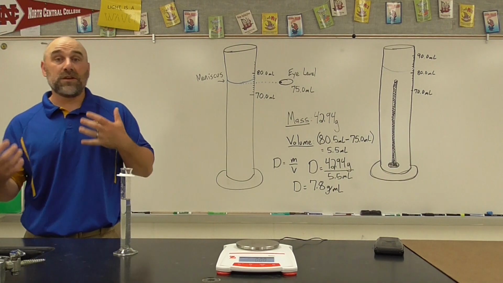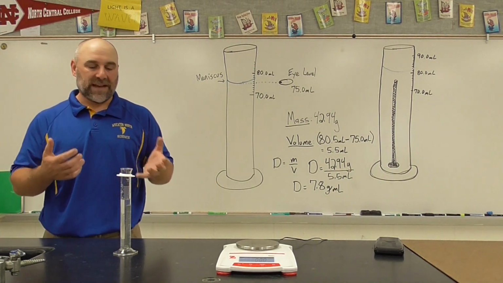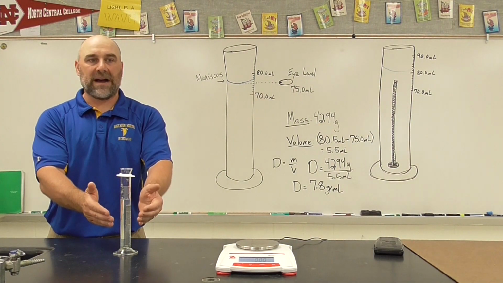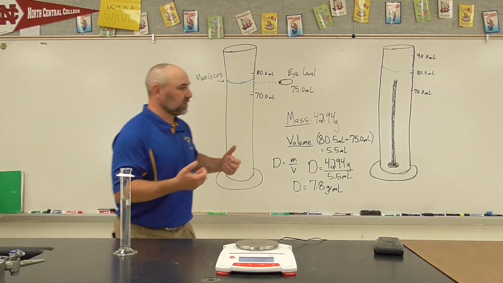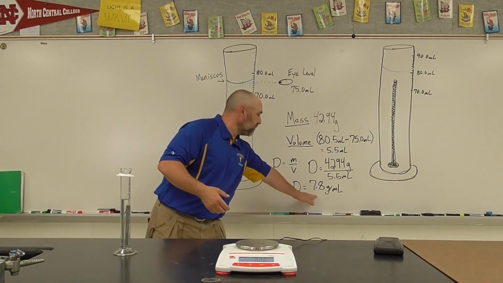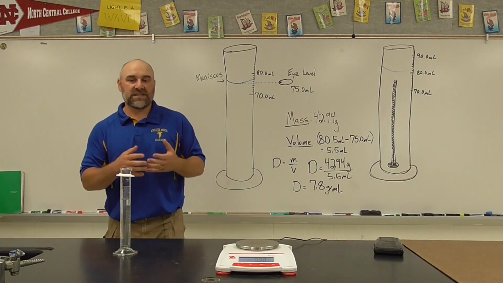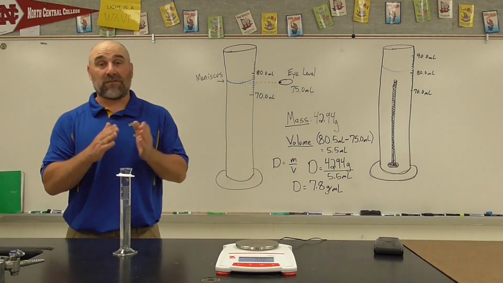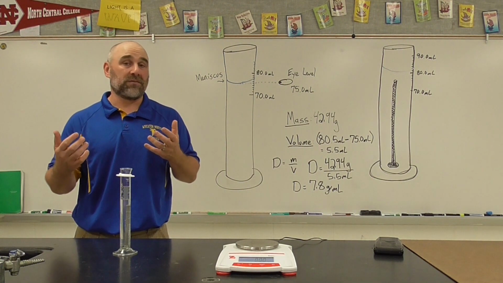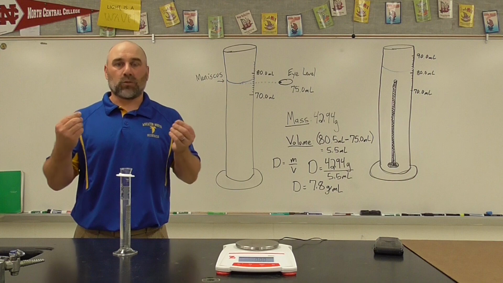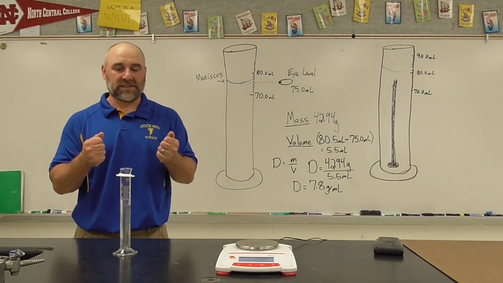This density could then be used, if necessary, to identify the material that this bolt is made out of. In this case, if I was to look at a reference table, this value falls in the range of steel. Steel is actually an alloy, so it can have a range of densities, but those ranges generally are between 7.75 and 8.1 grams per milliliter or grams per cubic centimeter.